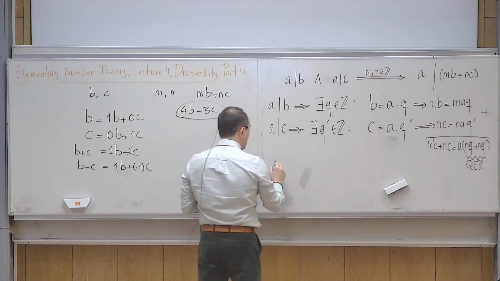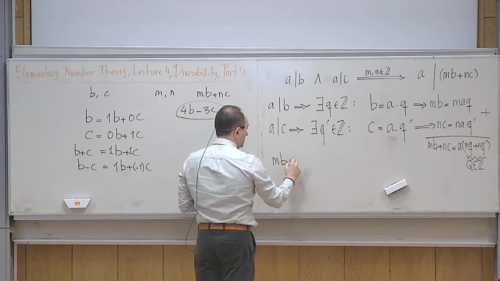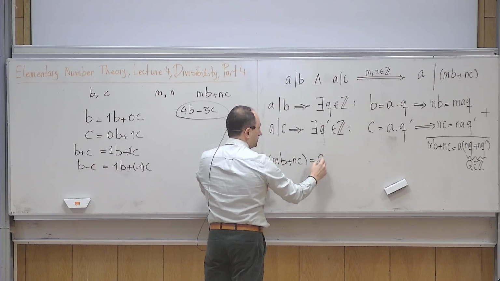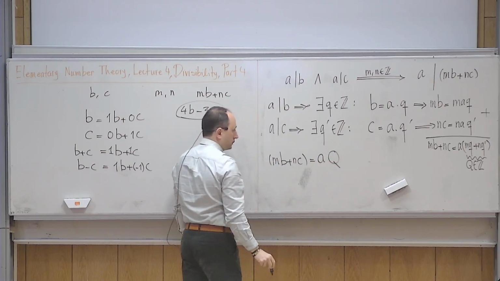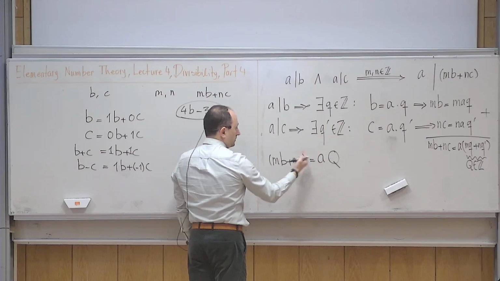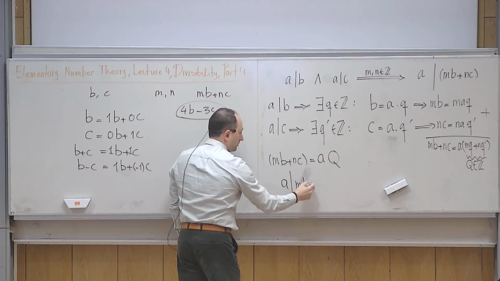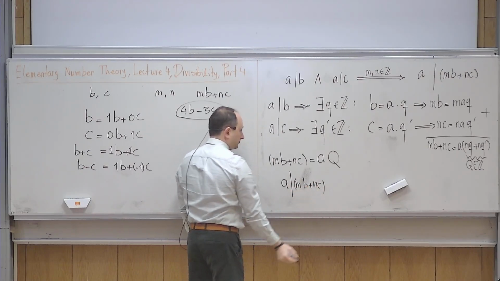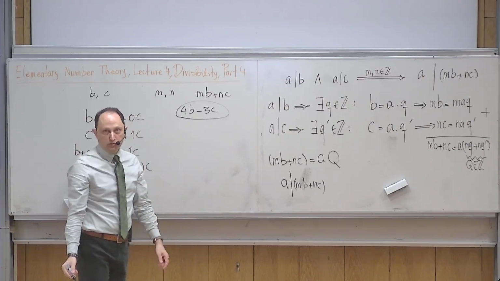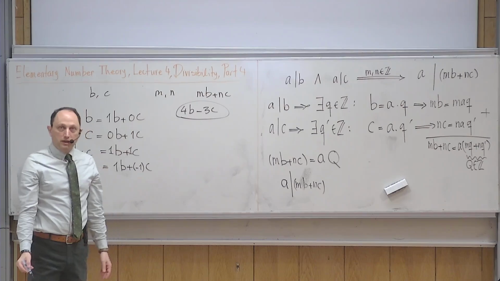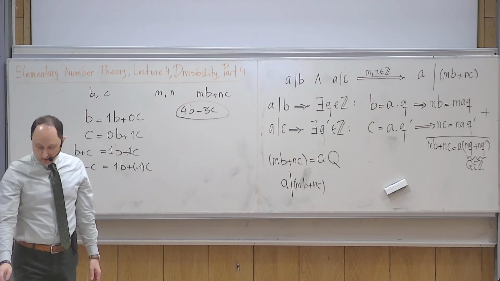So this means that MB plus NC, which is an integer, is equal to A times another integer. So this number divides this number. So I can conclude that A divides MB plus NC. And this was just the elementary proof. Okay, but let us now solve some examples and then end this lesson.